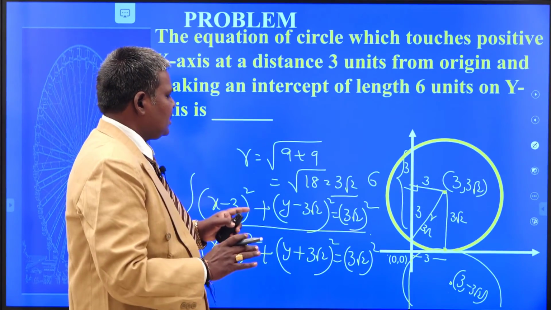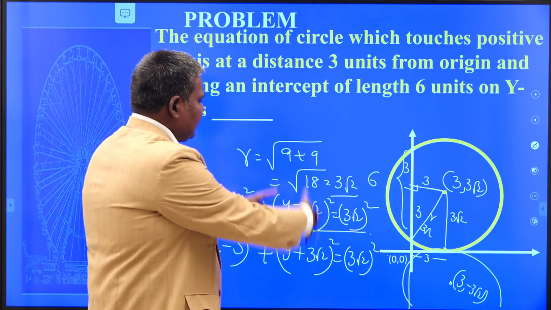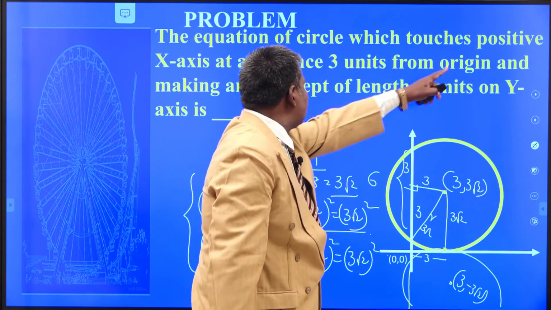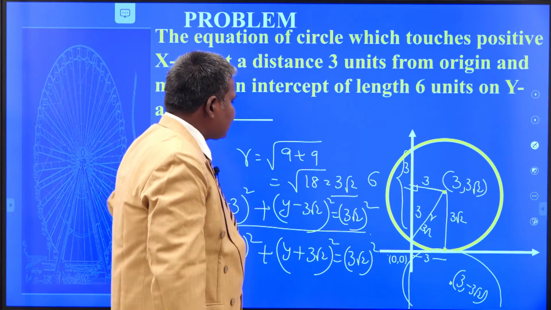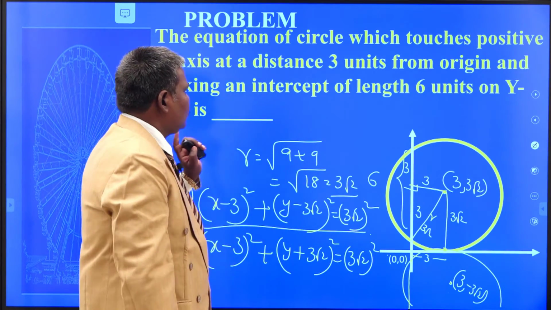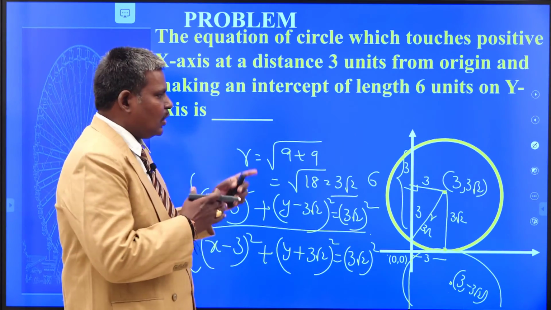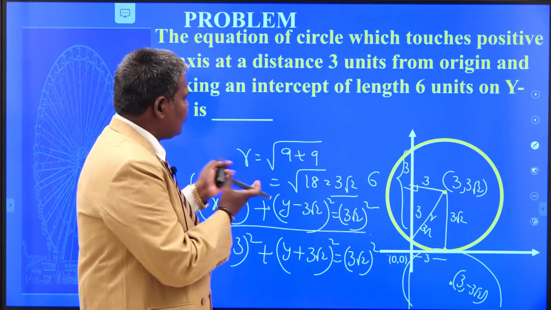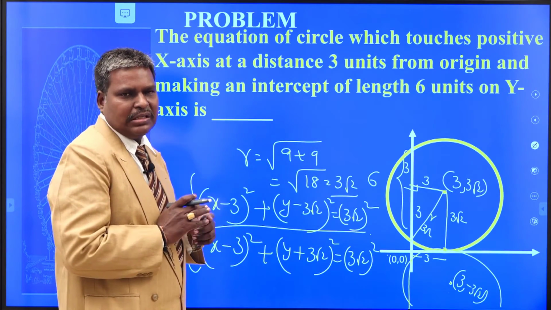Understand? The question here is: touches the x-axis at a distance from the origin of 3 units and makes a y-intercept of length 6 units. They have given the positive x-axis. That is why I am taking the point here. If they had mentioned the negative x-axis, your circles may be like this. Okay. So by looking at the question itself, you think how to draw the figure, what the possibilities are, how to obtain the center and radius. Your main intention is how to get the center, how to get the radius. Then your job is over to find the equation of the circle. No need to remember all those formulas.